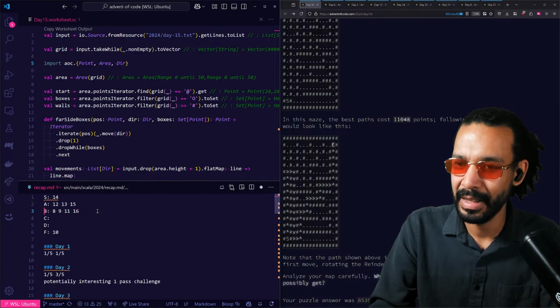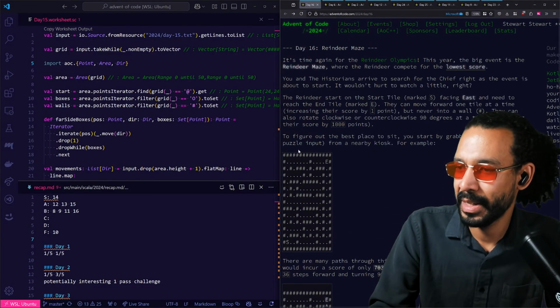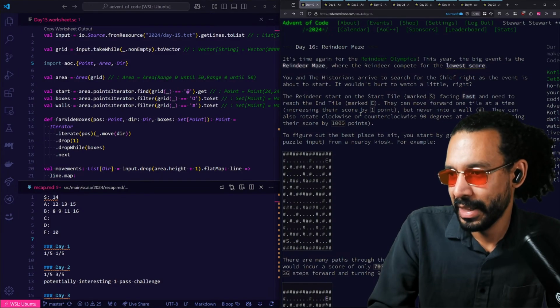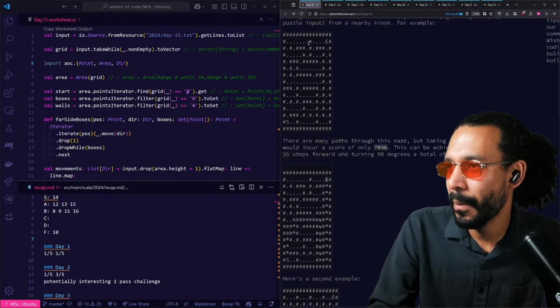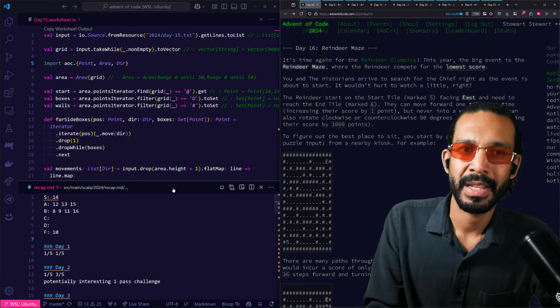I'll say this is a tier B because, I don't know. You go through a maze and you're allowed to clip through walls, but still feels like a classic AOC.